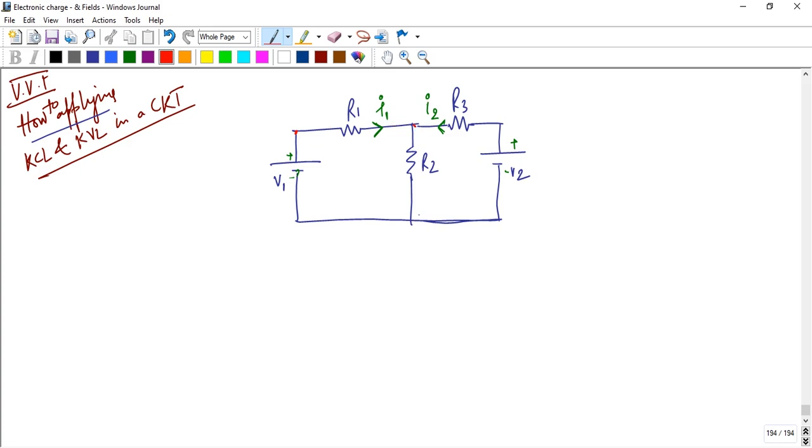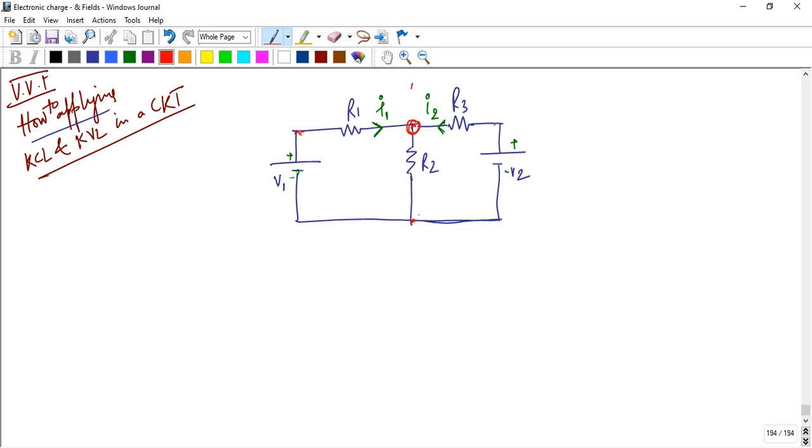Here on a single node, or on different sides of it, the current value will be the same. That is not a junction point. That is a junction point, because three branches are connected here. So these points are junction points. These two points are not junction points. This point is also a junction point. Here we apply KCL at this point.